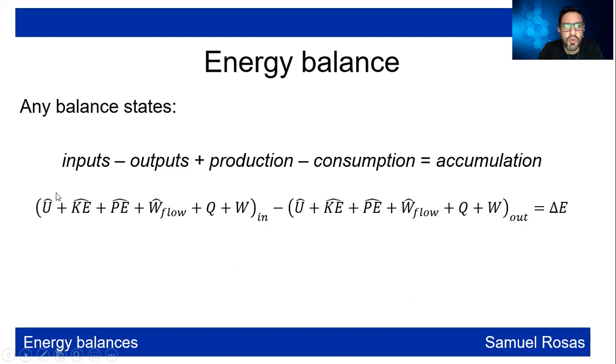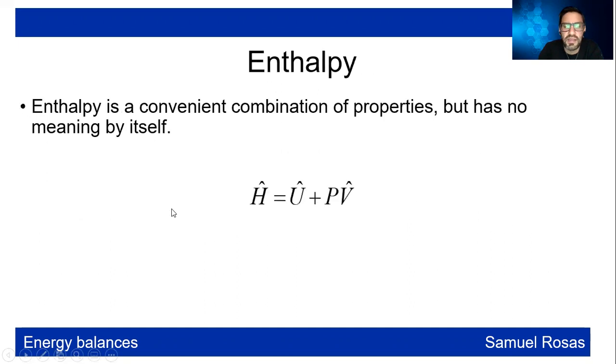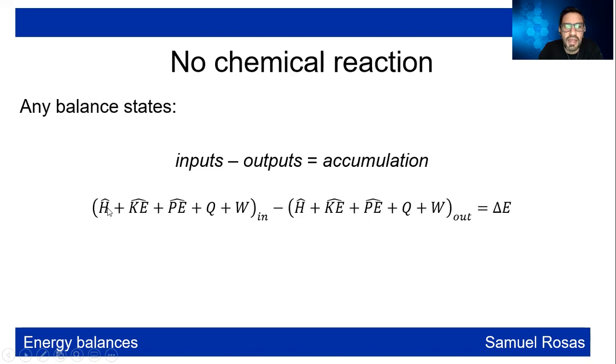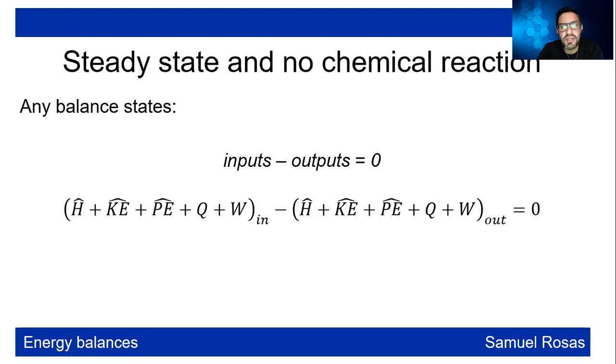Now, important, U plus work of flow, we can state that is enthalpy. Enthalpy is a convenient combination of these two properties, U plus PV. So we can add them up and have H plus kinetic energy plus potential energy plus heat plus work entering, minus what is going out, equal to a change in energy. If there is a steady state and no chemical reaction, the accumulation of energy is zero, which means we have H plus kinetic energy plus potential energy plus heat plus work in minus the ones out equal to zero.